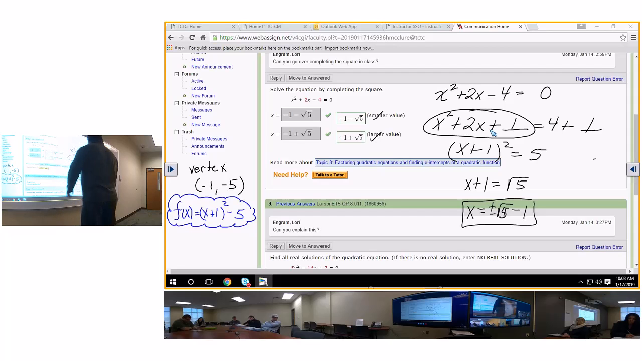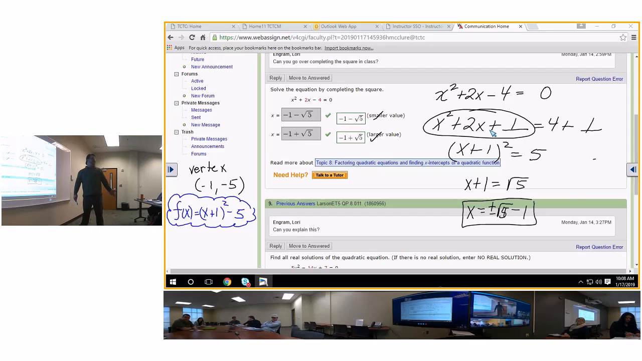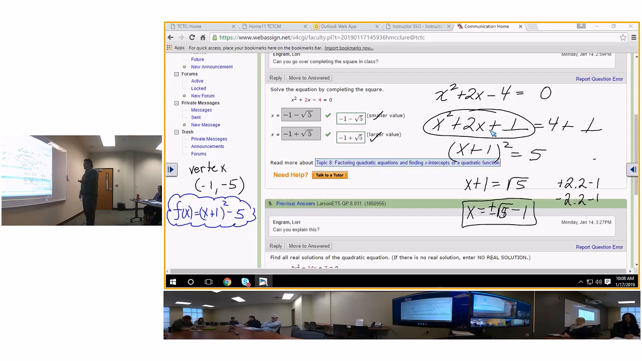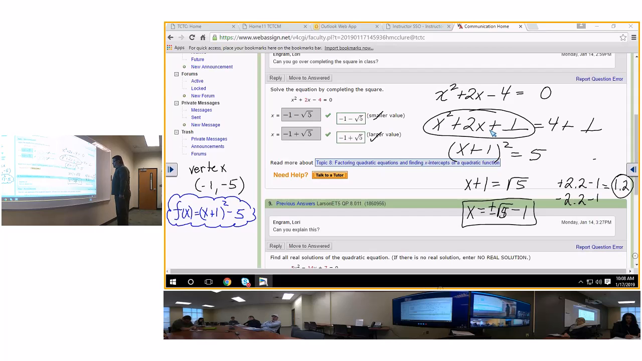All right, now I'm going to change it into a decimal for the square root of 5. The square root of 4 is 2, so it's about 2.2. Somebody tell me what the square root of 5 is. 2.24. So that's positive 2.2 minus 1, and negative 2.2 minus 1. If you have $2.20 and give a dollar away, you've got $1.20. That's one x-intercept. If you owe somebody $2.20 and owe them a dollar more, you owe them $3.20. So there's our 2 x-intercepts.